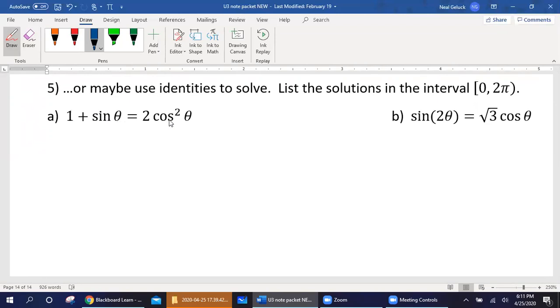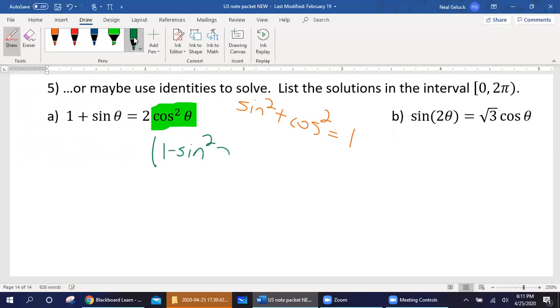But I can replace cosine squared using a Pythagorean identity. Remember that sine squared plus cosine squared is 1. Cosine squared then is 1 minus sine squared. So I can replace cosine squared with 1 minus sine squared. So now it's like I have just one variable in the problem, but that variable is sine.